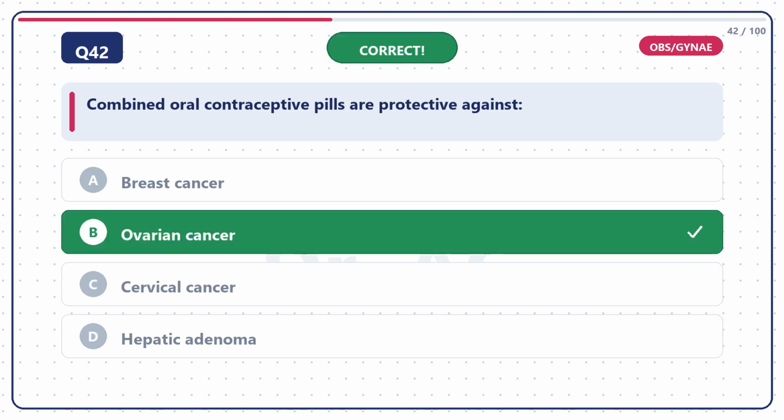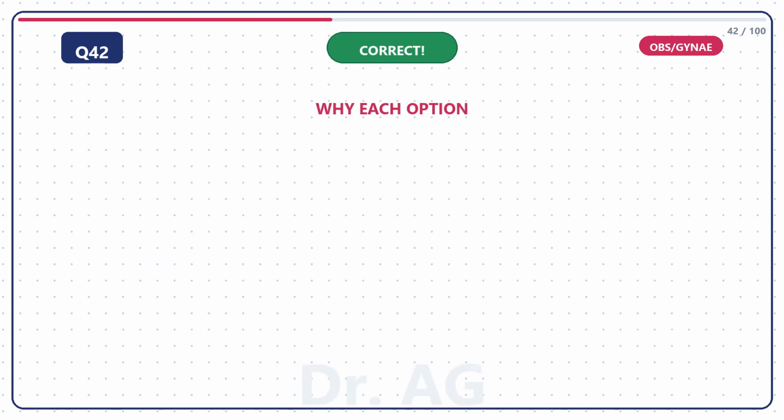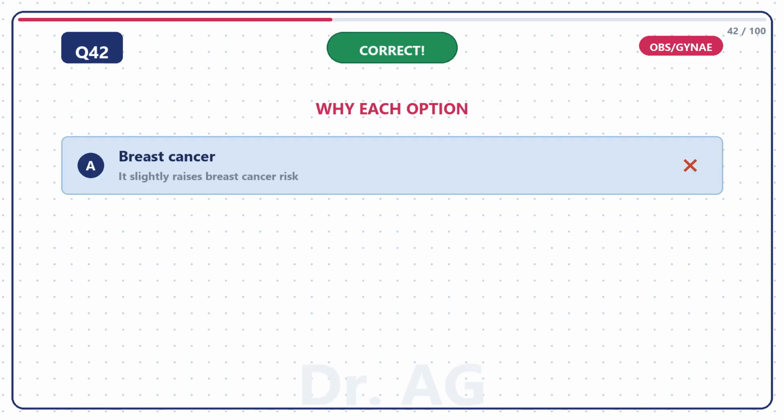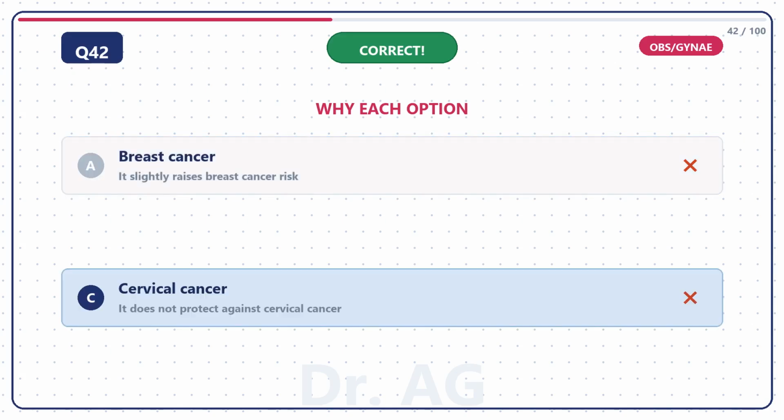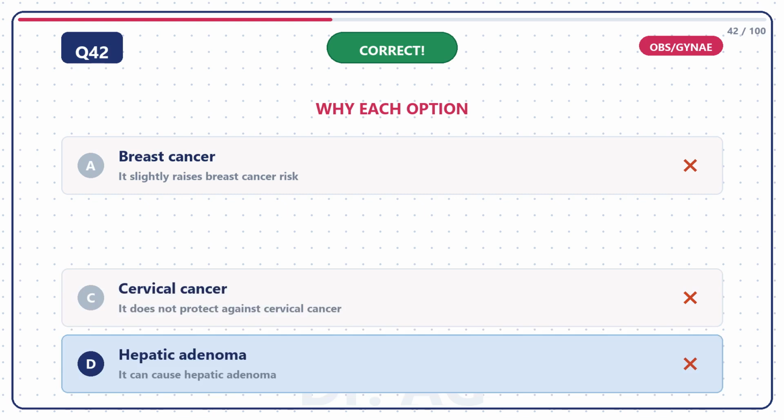The correct answer is option B, ovarian cancer. Let's go through the options. Breast cancer. It slightly raises breast cancer risk. Cervical cancer. It does not protect against cervical cancer. Hepatic adenoma.